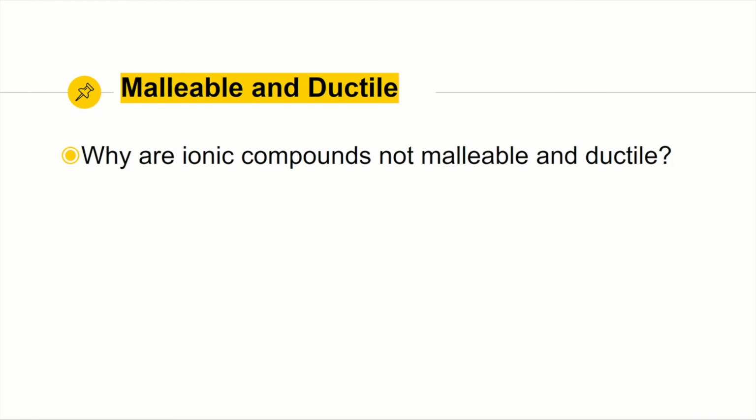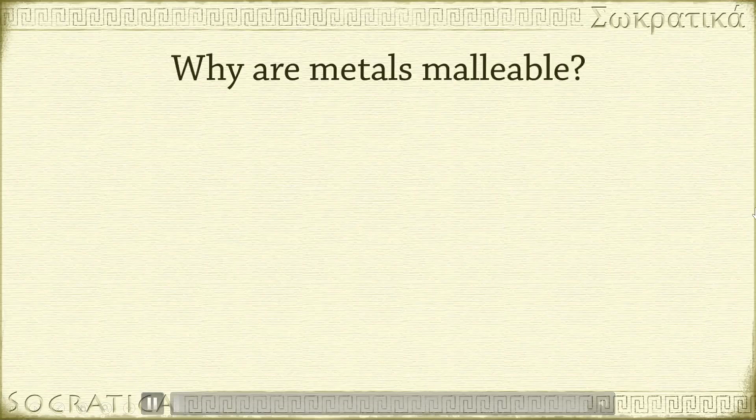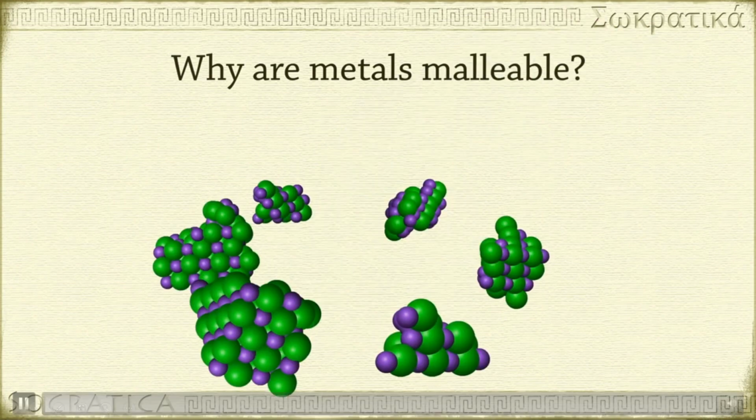You need to ask yourself, what is the structure of an ionic compound? It's a lattice structure with oppositely charged ions. So why is it that they are not malleable? Take a look at this video, which will explain. So in an ionic compound, it's plus and minus, plus and minus, cation and anion, cation and anion.